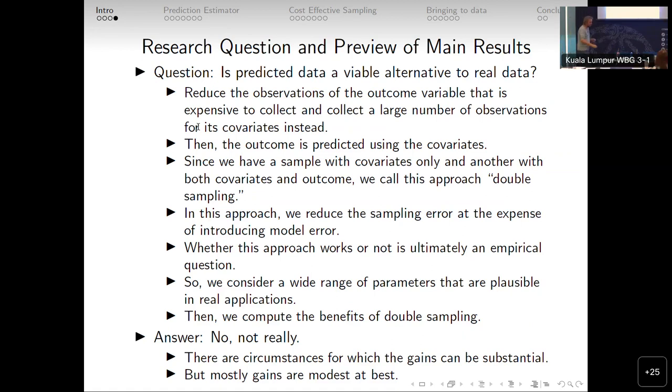Now, the advantage of this double sampling strategy is that because you collect the income data on a subsample, it allows you to train a model that is, by construction, fitted to the population of interest.